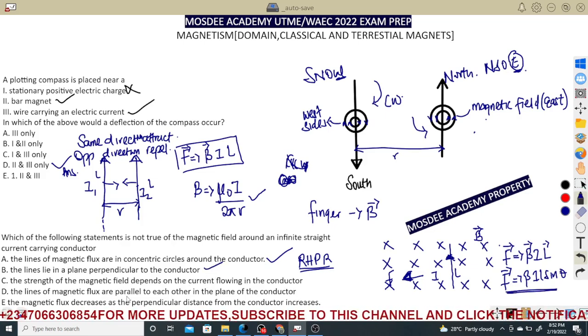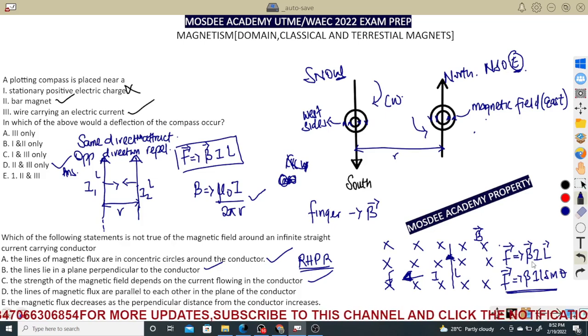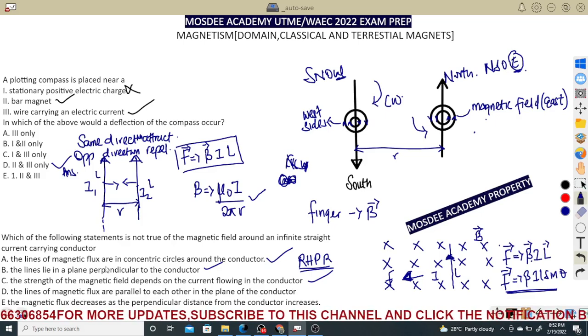Now we go to the third point. The strength of the magnetic field depends on the wire carrying current. Yes, we already talked about that. The strength of the magnetic field B depends on the force, the current, and the length. Those are the factors that affect the strength of the field. The next one says the lines of magnetic field are parallel to each other. When you say they are perpendicular, you can't pick that they are parallel. So this is the answer to the question.